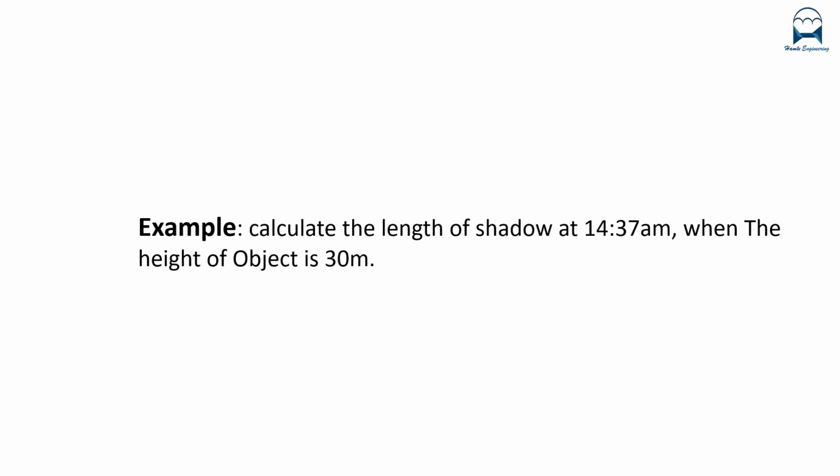The height of the object is 30 m. Calculate the length of shadow at 12:37 a.m. To calculate the shadow length, first we find the sun altitude angle at 12:37 a.m. In this video, I show you how to get the value of the altitude angle from the www.timeanddate.com website. In the next video, I will show you the sun altitude angle calculation.